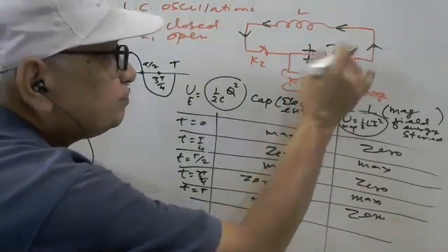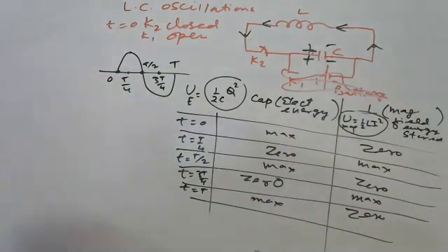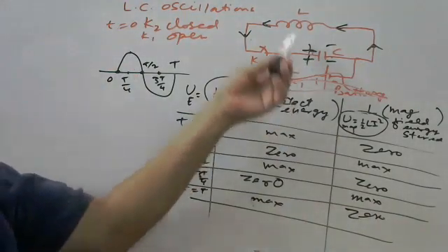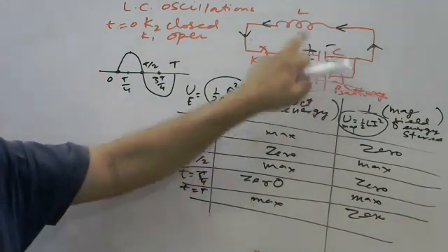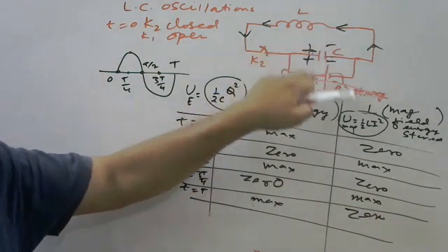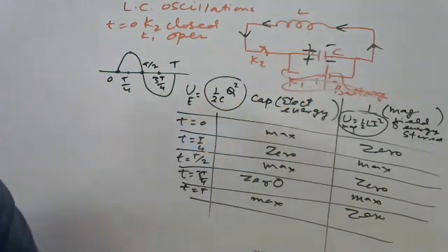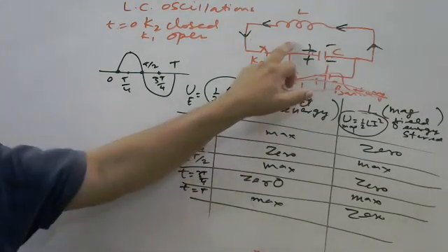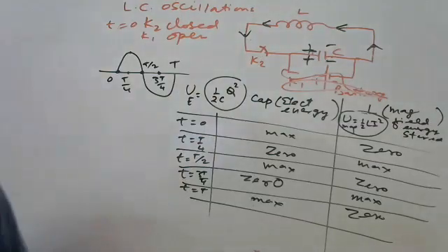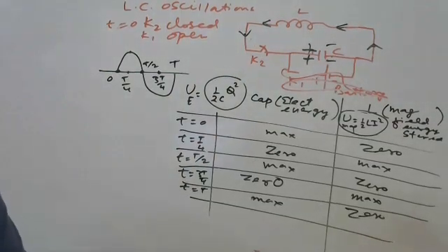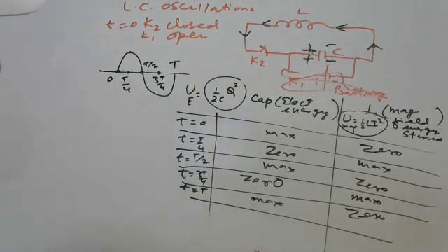So this way energy is transferred from capacitor to inductor, from electrical field to magnetic field, and from magnetic field to electrical field. This way energy is oscillating between the electrical field and the magnetic field. And suppose this is the ideal condition, in that case what will happen? There is no loss of energy.